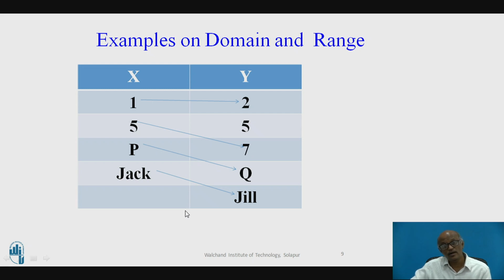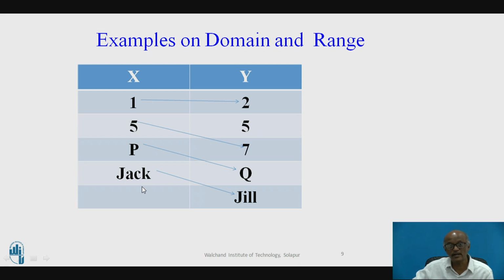Now, as I told you, the domain is 1, 5, p and jack, and what is the range? Consider the elements from the set y which are involved in the mapping f. Which are the elements involved? 2 is involved with 1. 5 is not involved with any of the elements of x. Then 7 is there, q is there, and jill is there. So 2, 7, q and jill form the range of the function, and 1, 5, p and jack are called the domain of the function.